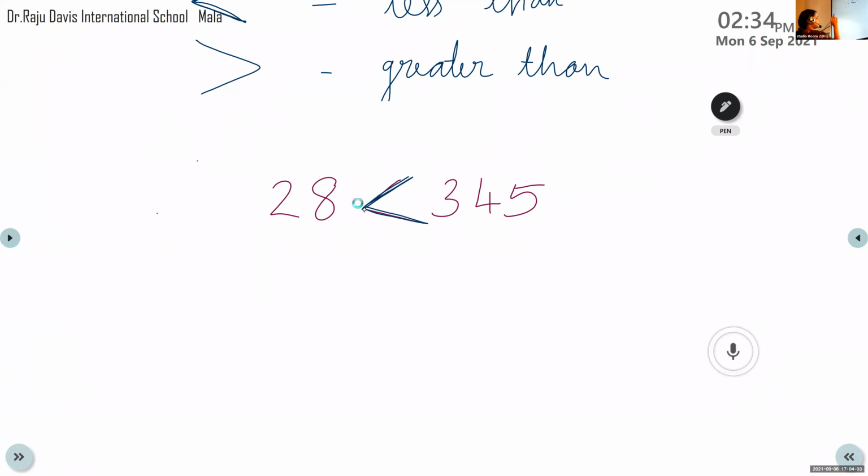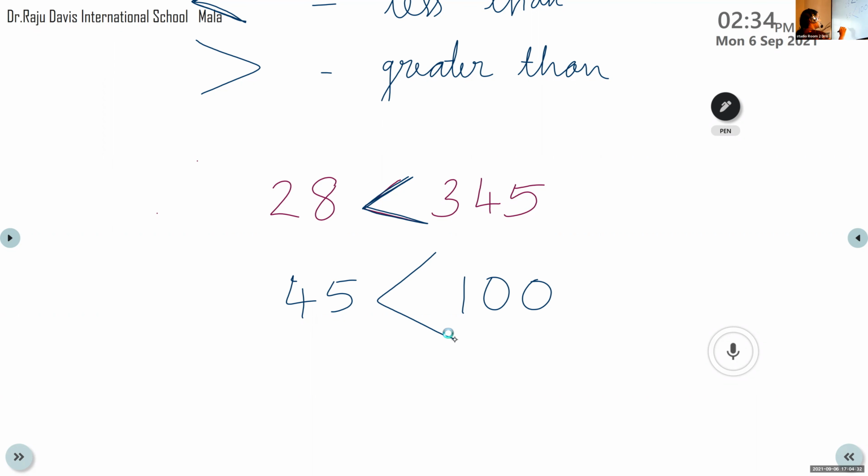Now, another number I am writing. 45, 100. 45 is a two-digit number. 100 is a three-digit number. Now, is 45 less than or greater than 100? It is less than. 45 is less than 100.